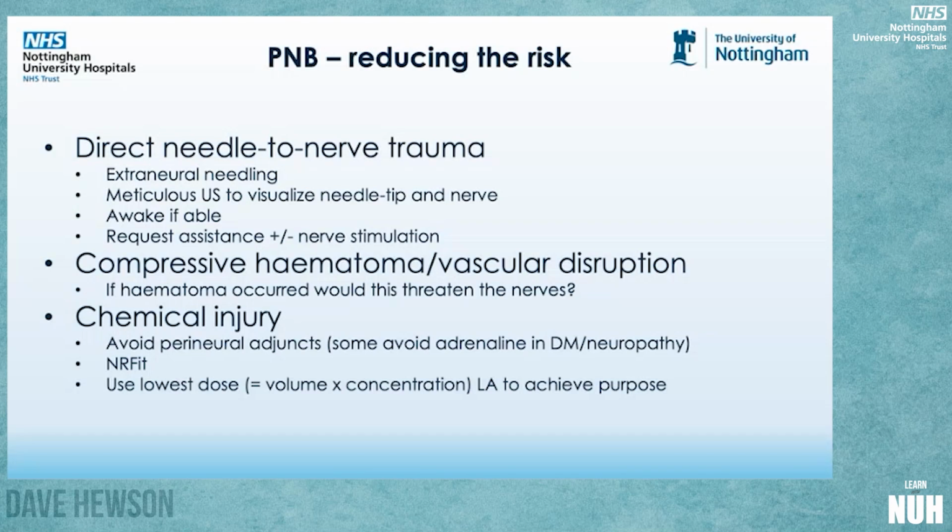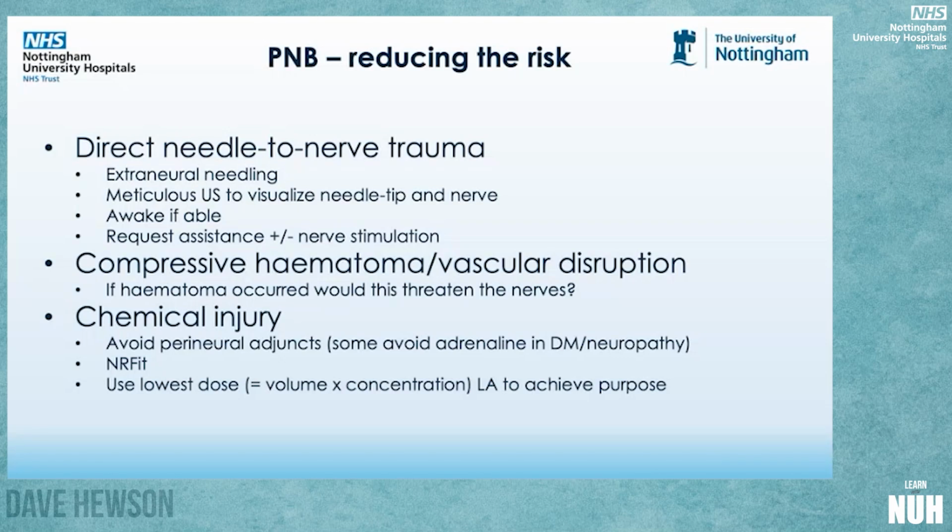Some practitioners also avoid adrenaline-containing solutions in people with known neuropathies or diabetes because of concern about affecting the nerve blood supply. NRFit has obviously been instituted across peripheral nerve blocks in Nottingham, so that is a mechanism by which we can avoid drug error. And then as a broad principle, try to use the lowest possible dose of local anaesthetic. Local anaesthetics, even in clinically relevant doses, do display evidence of neurotoxicity.